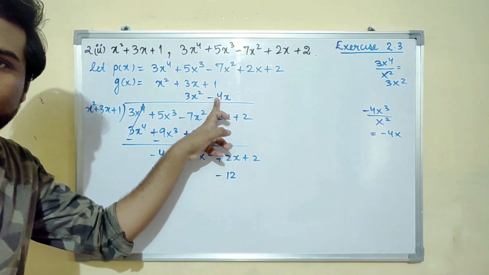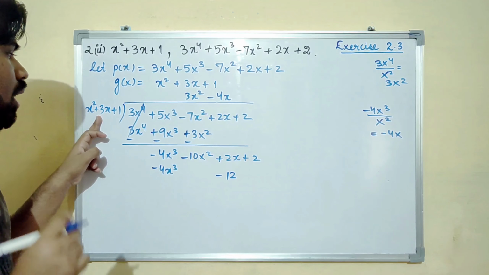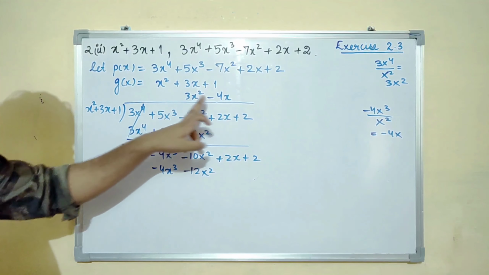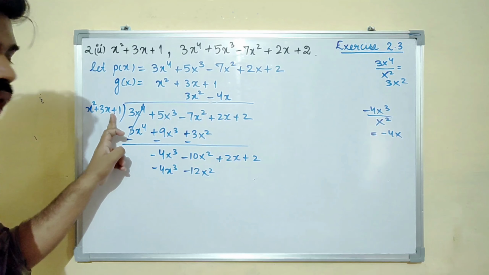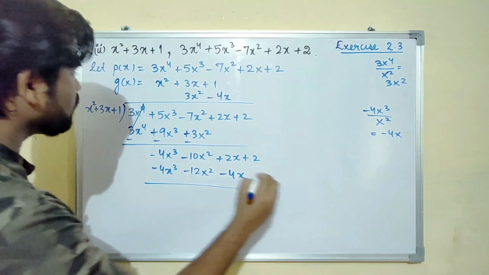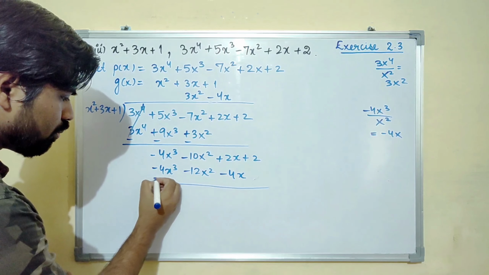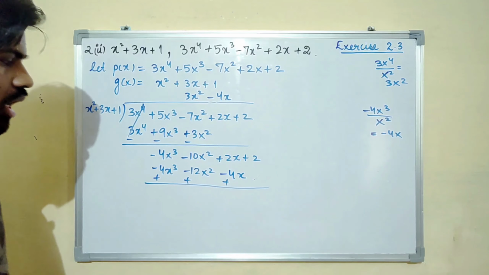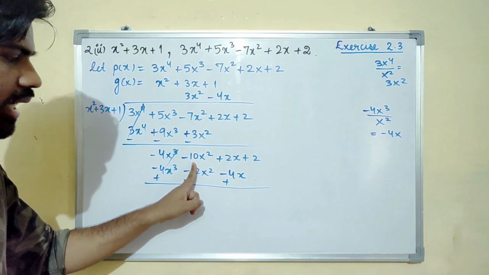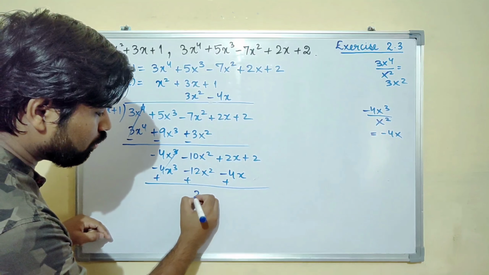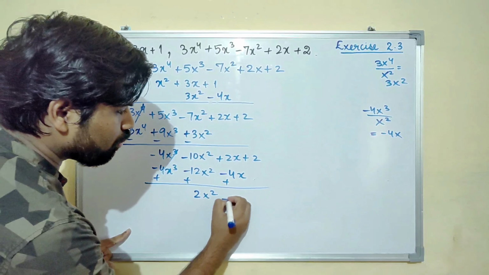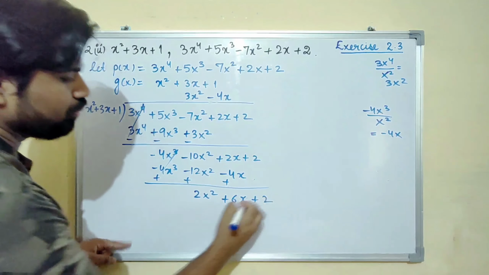When you multiply minus 4x by plus 3x, you will get minus 12x square. Now, when you multiply minus 4 by 1, you will get minus 4x. Now change the signs and then solve. Plus, plus, plus, this will be cancelled. 12x square minus 10x square will give you plus 2x square. Plus 4x and plus 2x will give you plus 6x plus 2.